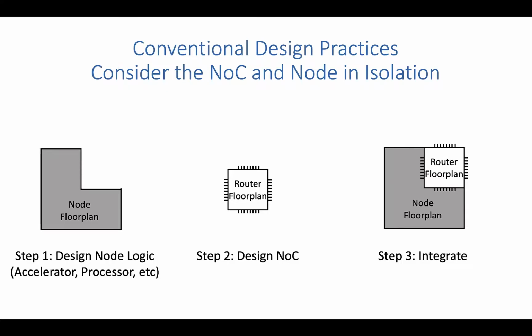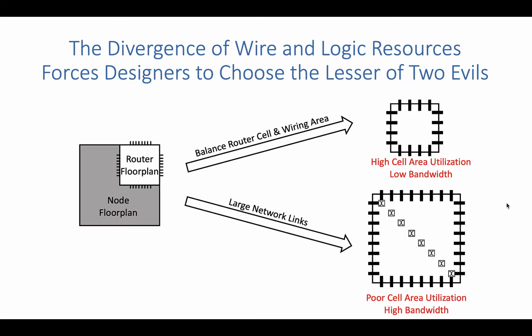create an architecture. This divergence of wire and logic resources is detrimental to architecture design because it forces designers to choose between the lesser of 2 evils. Designers either choose to balance the router cell and wiring area to get high cell area utilization, which produces low bandwidth routers, or designers choose large network links, which yields poor cell area utilization, but high bandwidth.